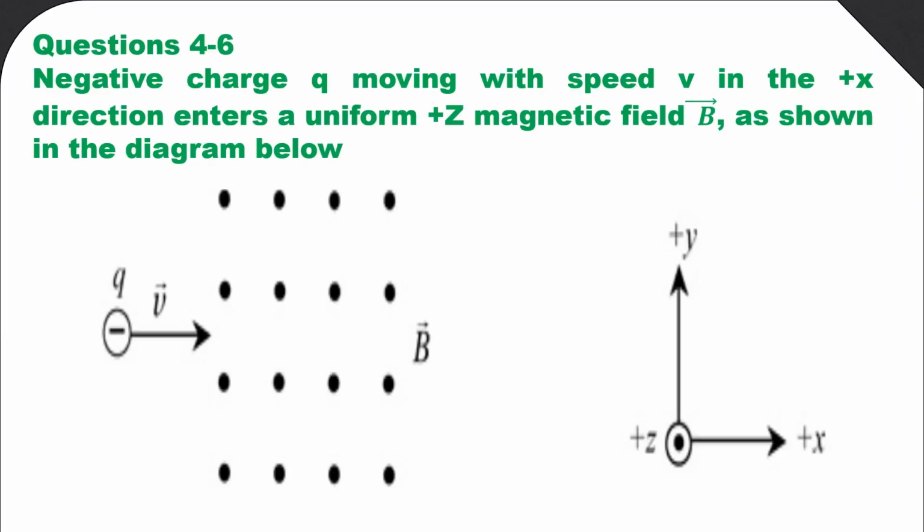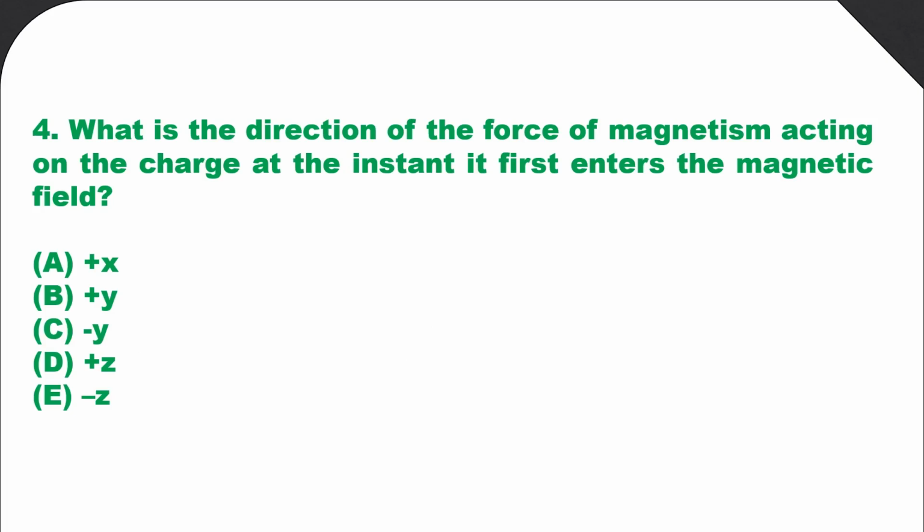Questions 4 to 6. Negative charge Q moving with speed v in the positive x direction enters a uniform positive z magnetic field B, as shown in the diagram below. Question 4. What is the direction of the force of magnetism acting on the charge at the instant it first enters the magnetic field? The keywords here are negative charge, enters a uniform positive z magnetic field, direction of force.